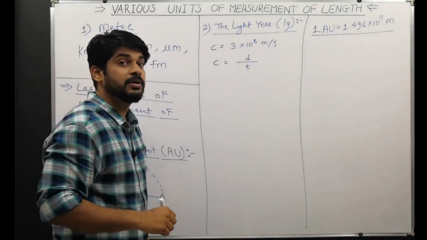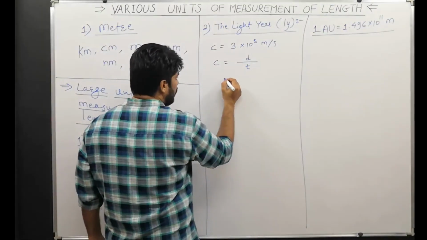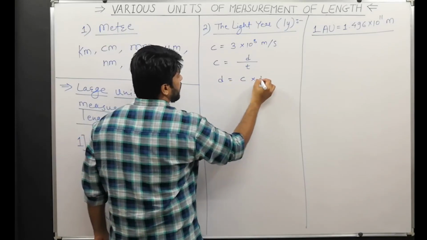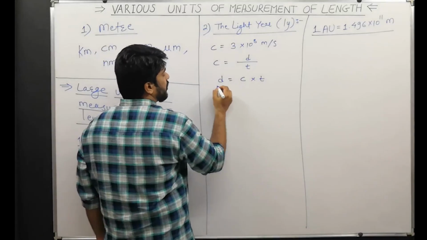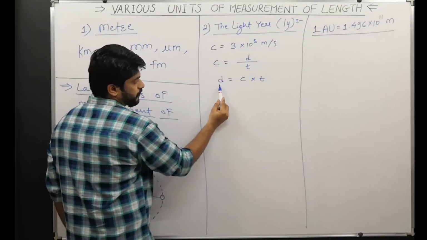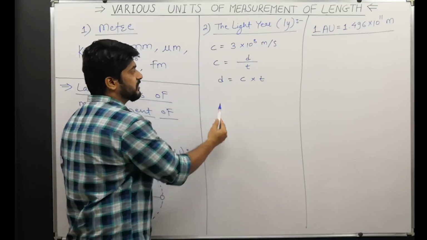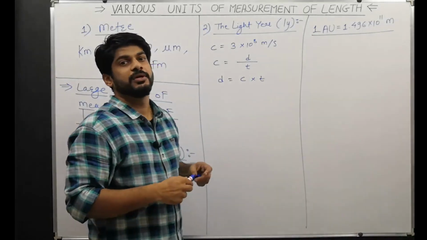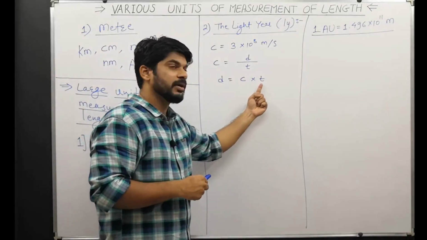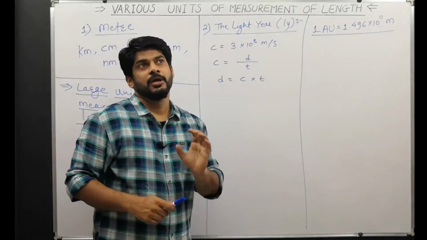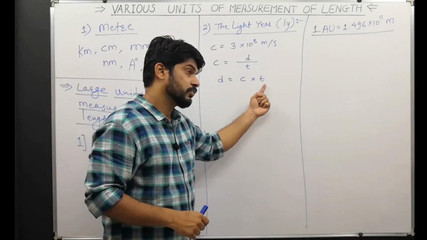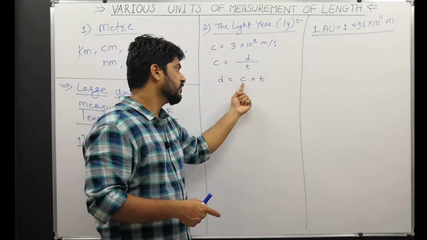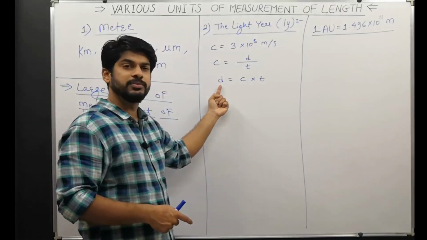Okay, distance upon time. Now from this I can write distance is equal to c into t, that is speed of light into some time. Now I can calculate what distance light can travel in some time t. I can give you some number in the place of this t. Let's say in 20 minutes. In 20 minutes, how much distance does this light travel with this much speed? You can calculate from this equation, isn't it?